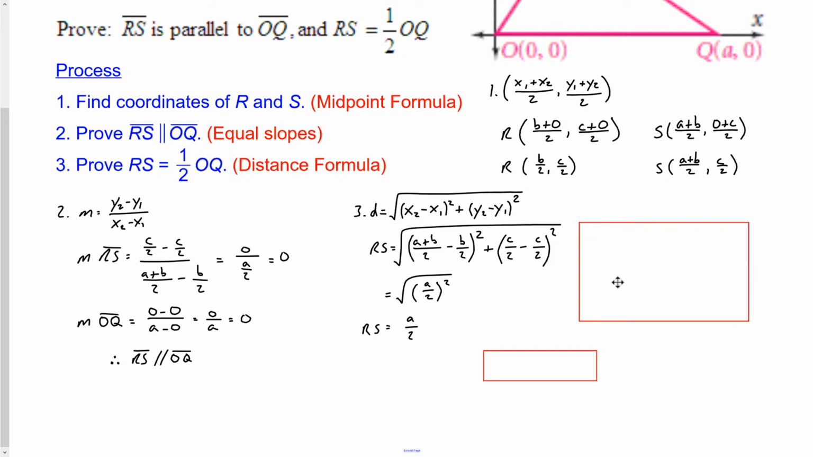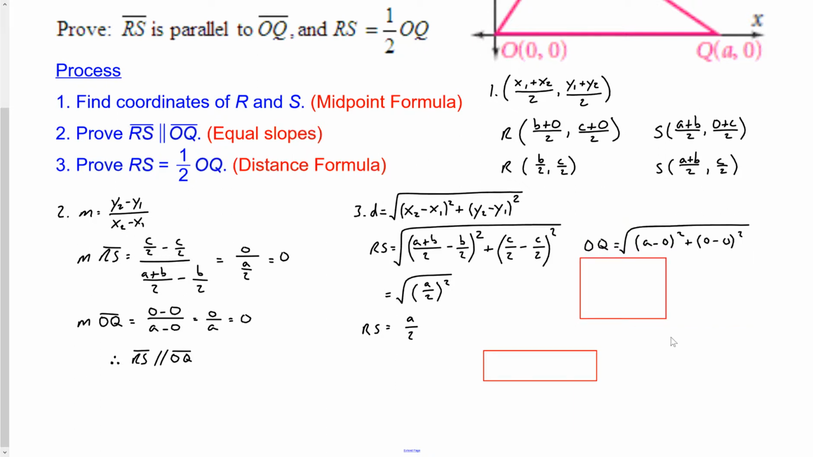Now I do the length of OQ. So I take the coordinates of point O and point Q, and I plug them into the distance formula. Simplifying this, I would get the square root of a squared. And again, square root and a squared function are inverses of each other, so they cancel each other out. So the length of OQ is equal to A.